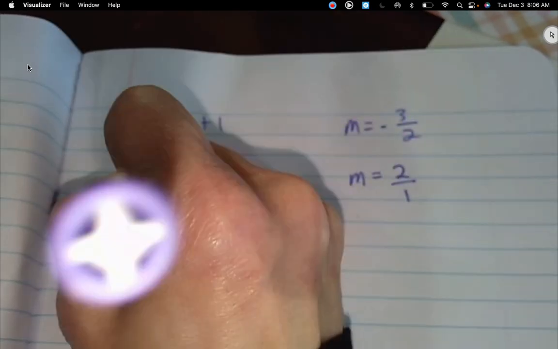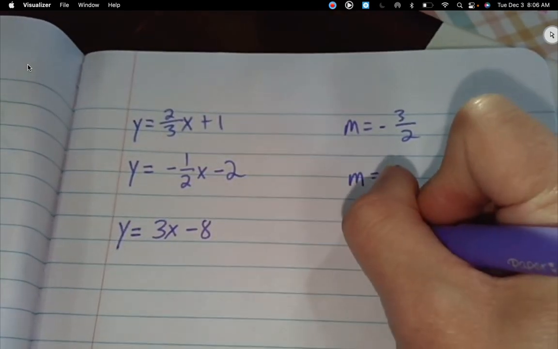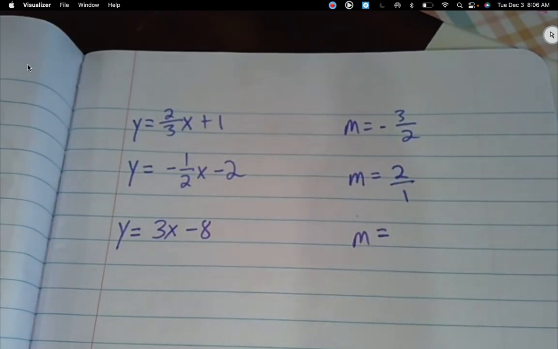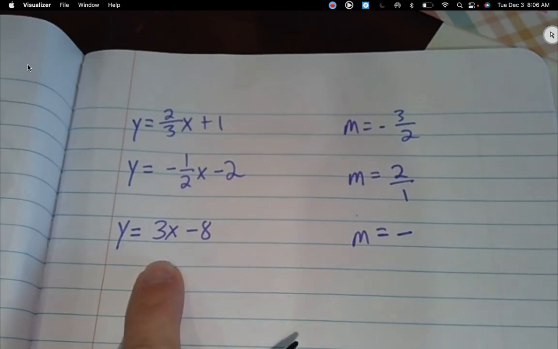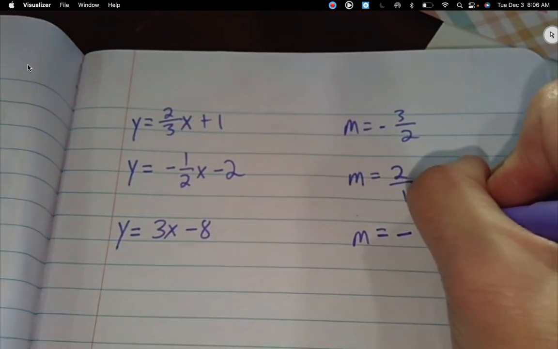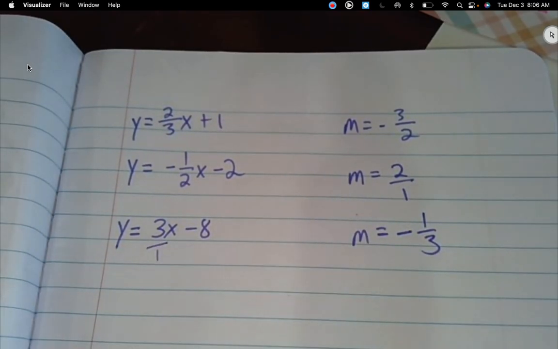Let's do another one. What if I have y equals 3x minus 8? What would my new slope be? Would it be positive or negative? Negative. And would it be 3 or would it be, flip it, 1 over 3? It's 1 over 3. Do y'all understand that one? Because if you need to, put a 1 underneath it. So my new one would be negative 1/3. Do we understand this part? If you got this part, then we can do today's stuff.